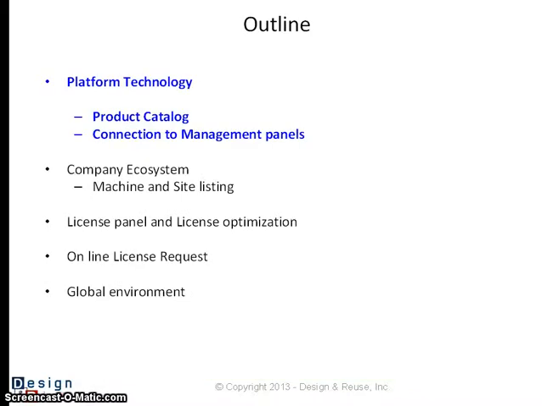So let's begin with the platform technology. What is the technology available to succeed in targeting all these goals easily? So we will speak about the product catalog and of course management panels. Then we will explain why it's very easy to capture the company ecosystem, and then speak about the license panel and optimization and some additions.